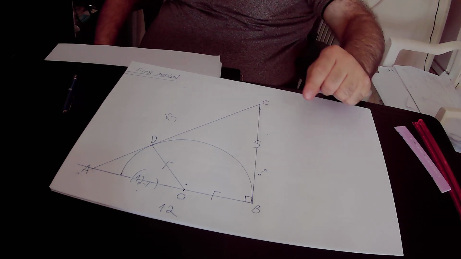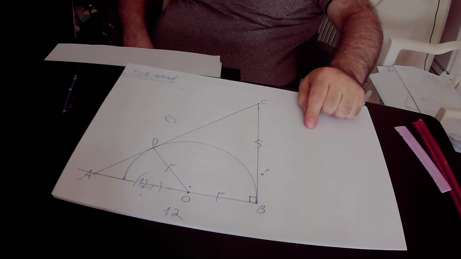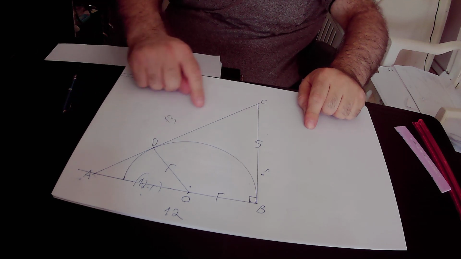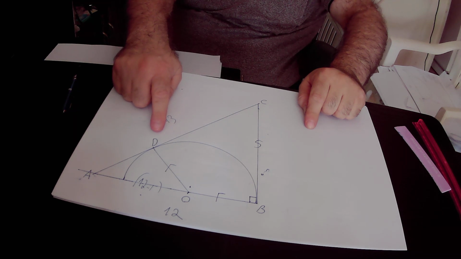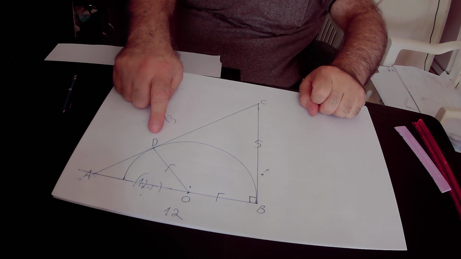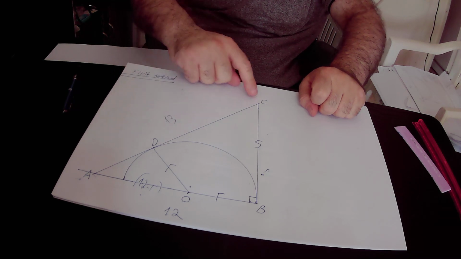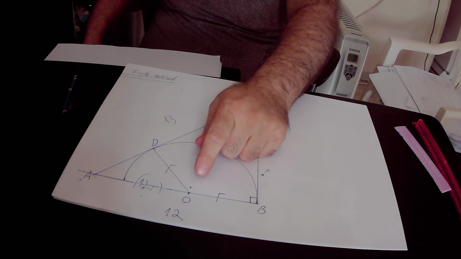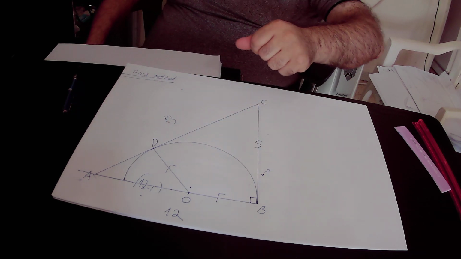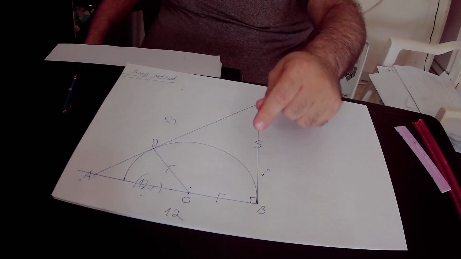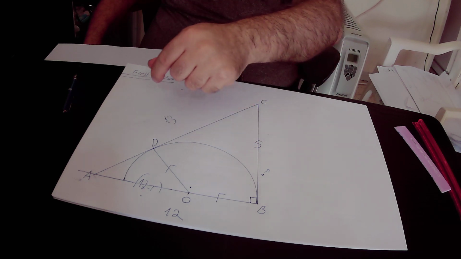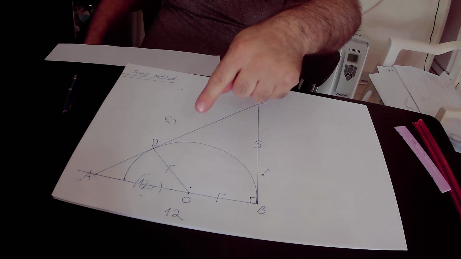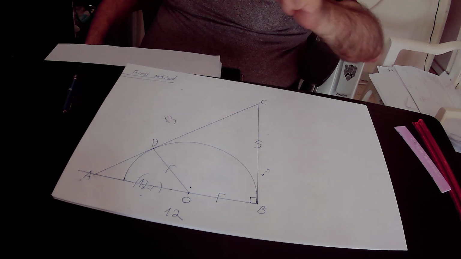In our drawing, we know that tangent CA is tangent to this semicircle at point D. Point D is the point of tangency of tangent CA with this semicircle. And we have the radius OD that is drawn to the point of tangency, that is to say it is drawn to point D, the point of tangency of tangent CA with this semicircle.